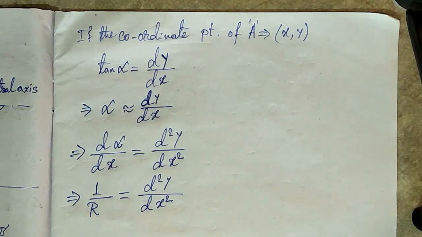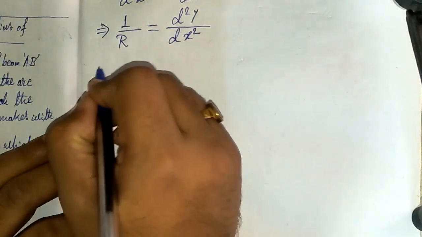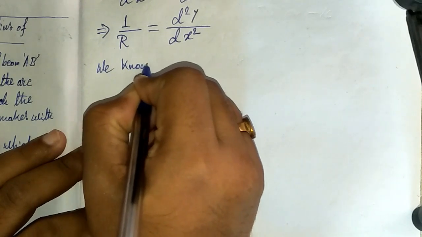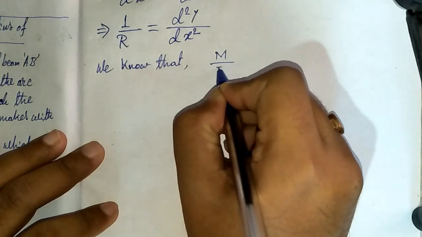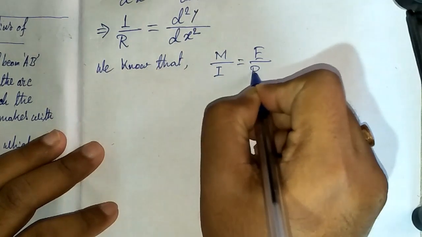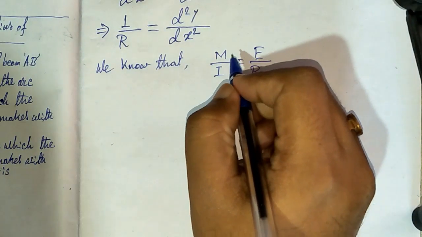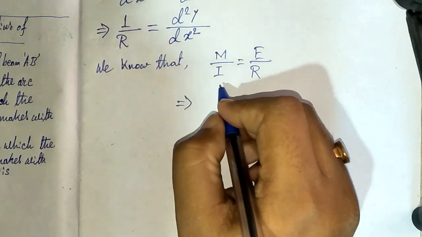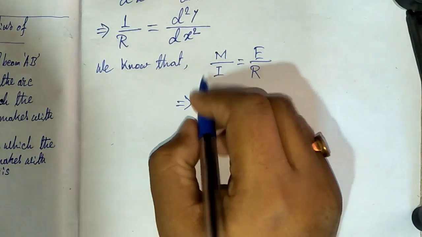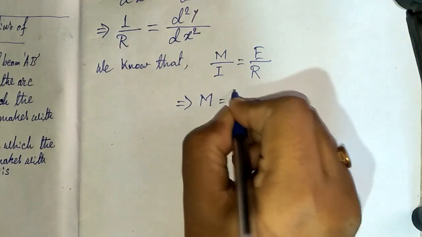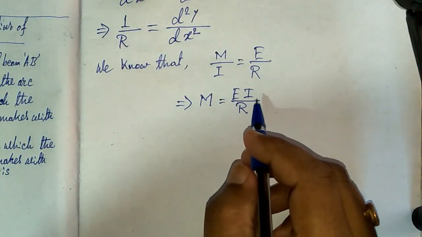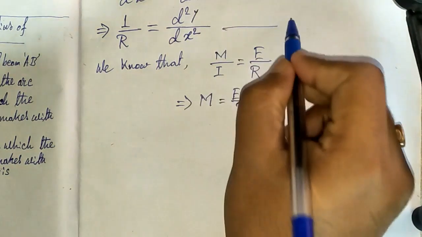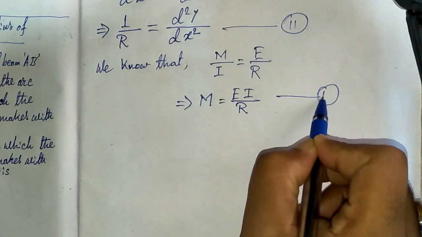Also we know from the relation that m by I is equal to E by R. So we can write m equals EI by R. From this relation we can write m equals EI by R. So suppose this is equation 2 and this is equation 3.